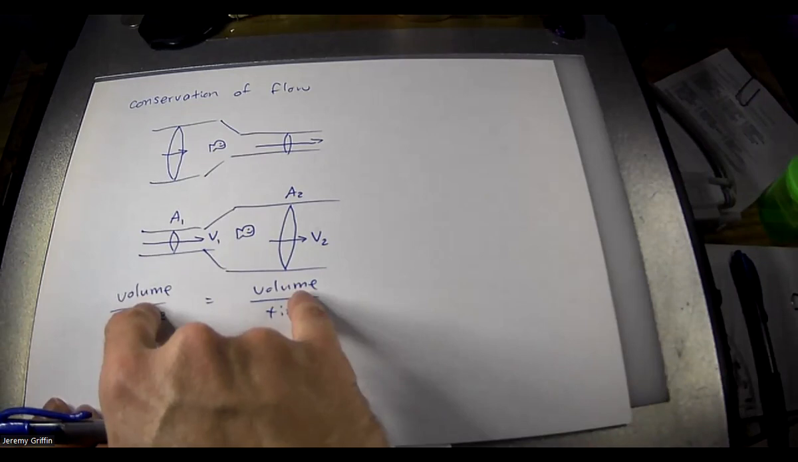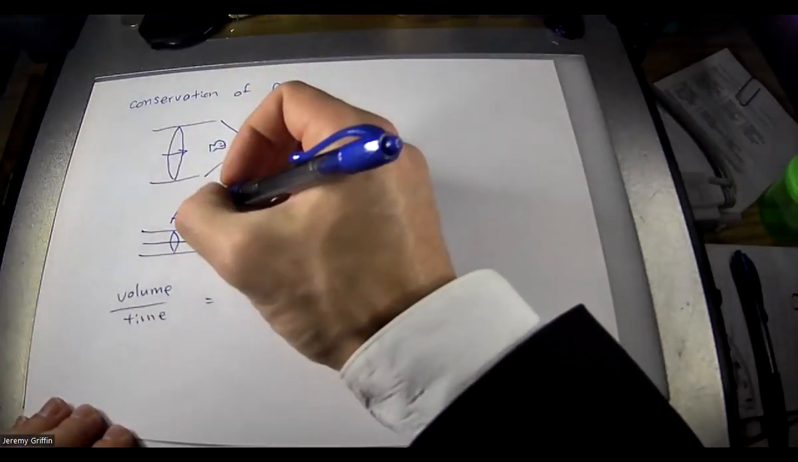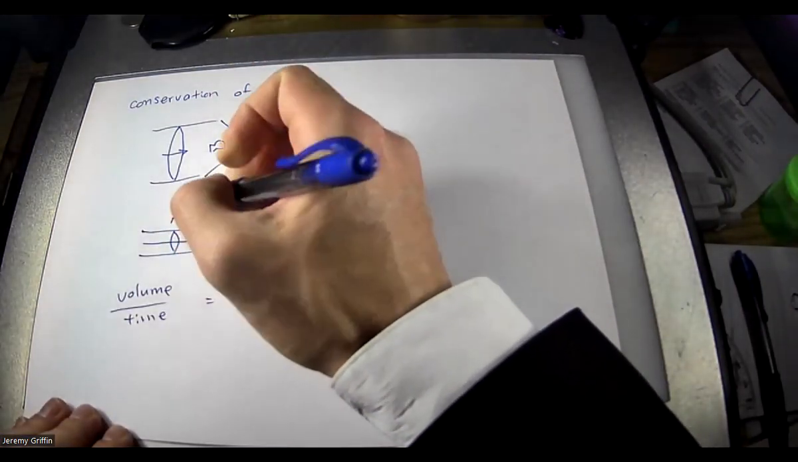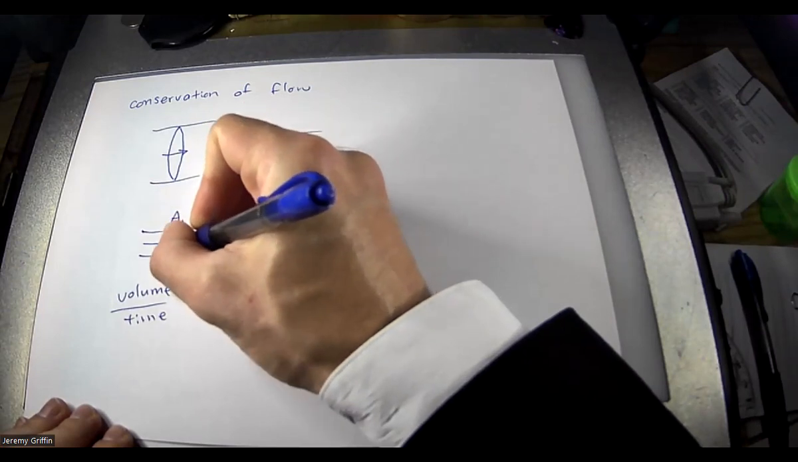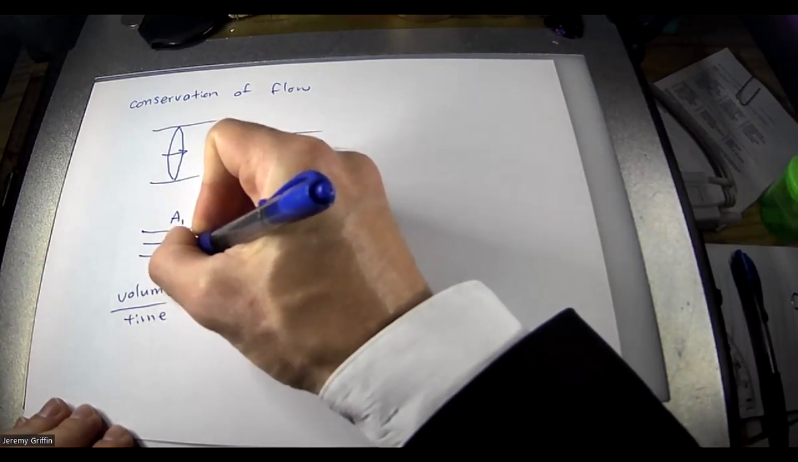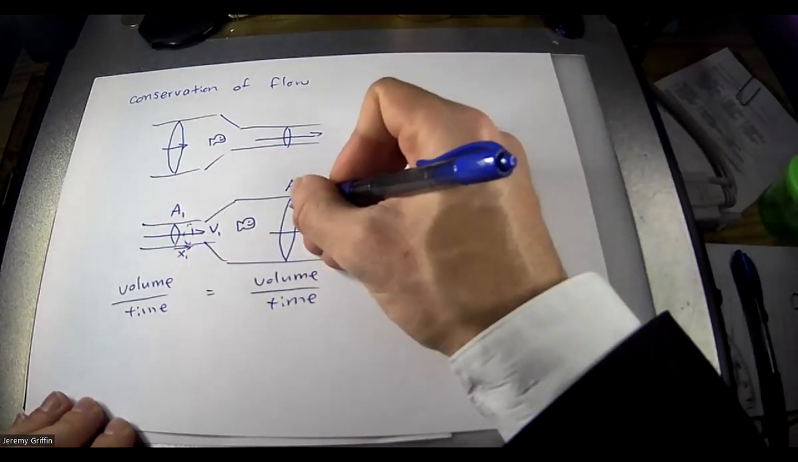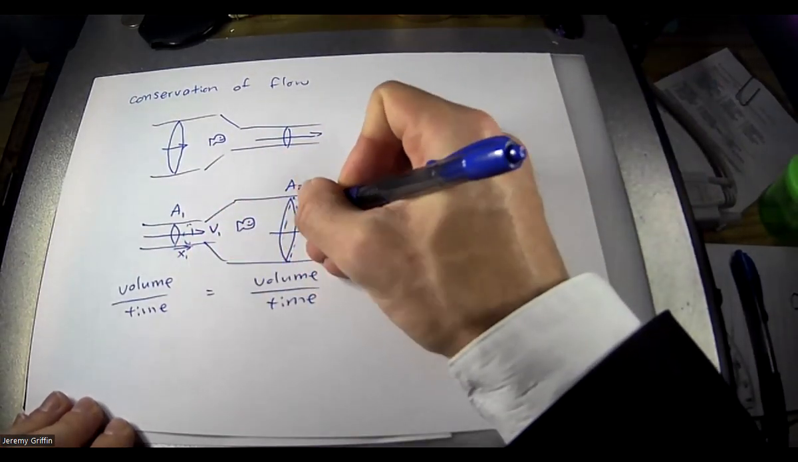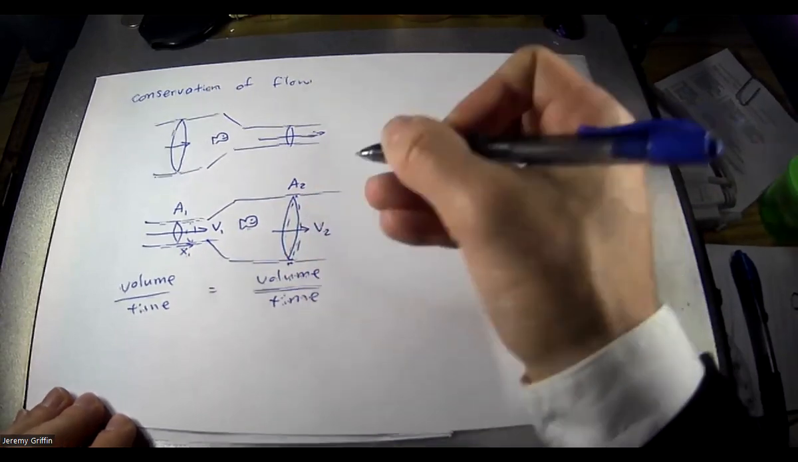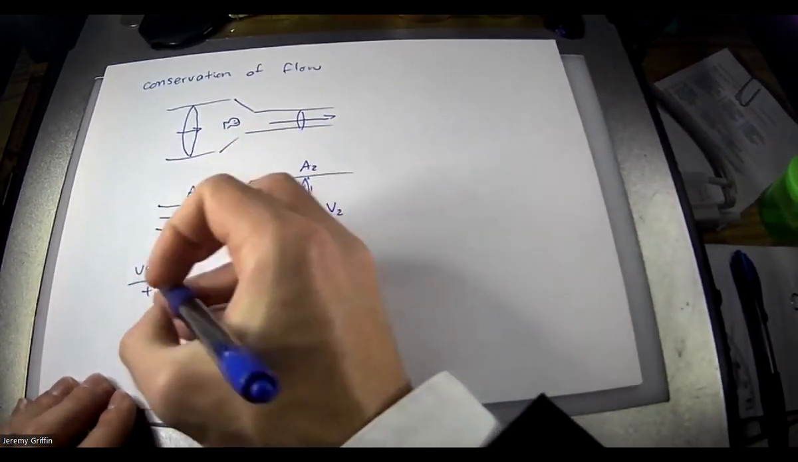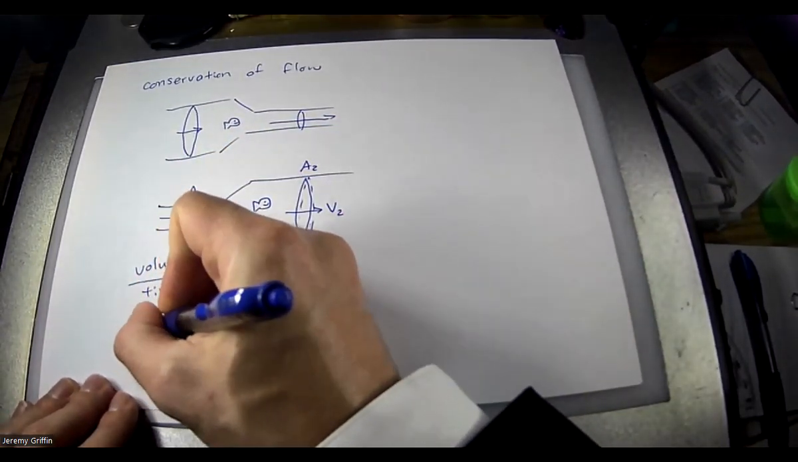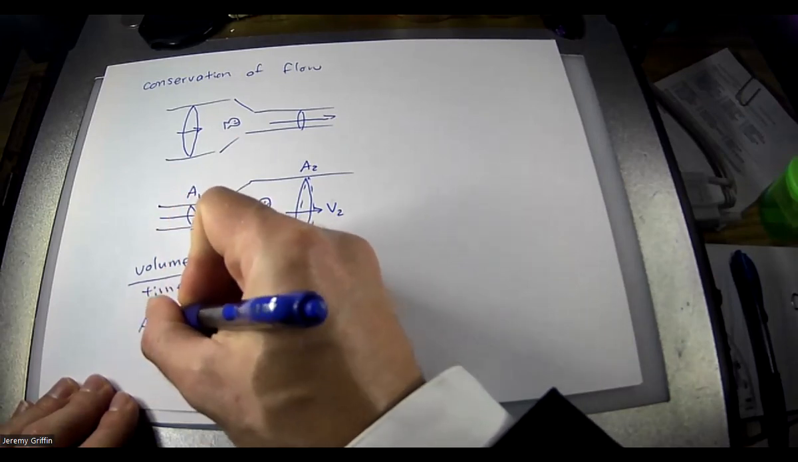Now, volume could be the cross-sectional area times some length x. Call this x1, which gives the volume over here, and call this x2. So I'm going to replace this volume with area times x.